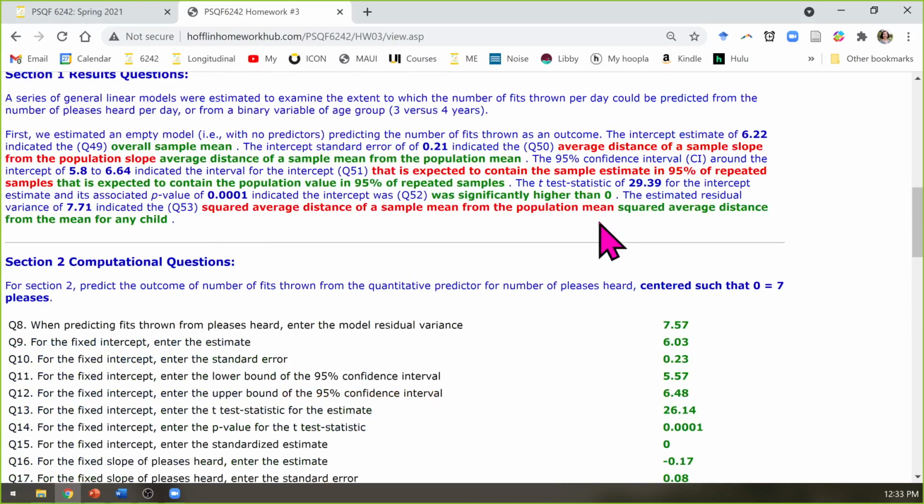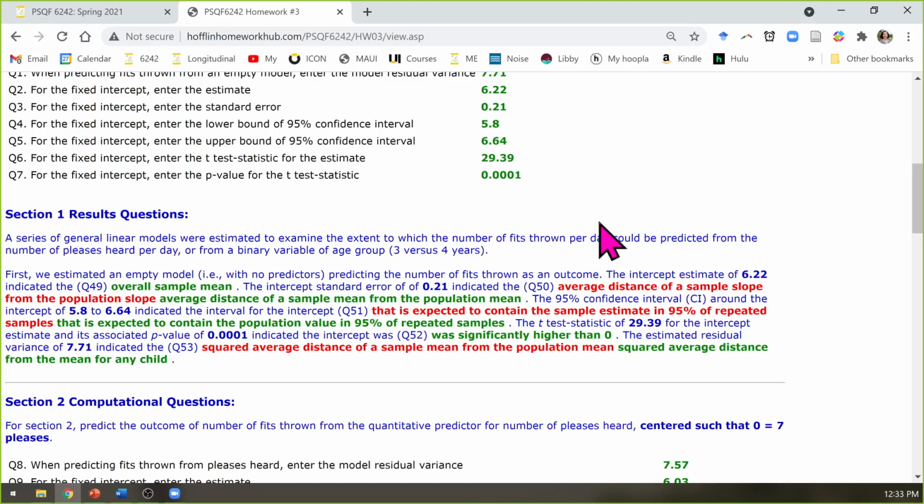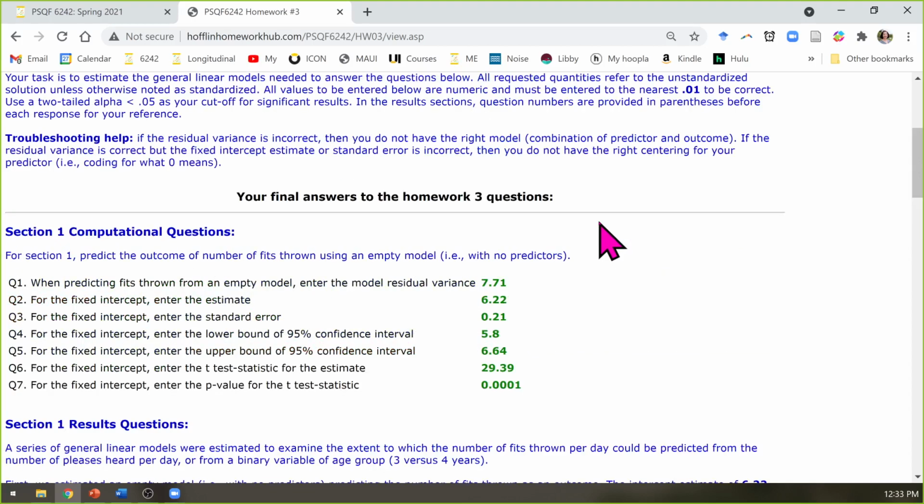So, do you want me to just go through the answers, or do you want to have any specific questions to start things off? I have a question about number 63.